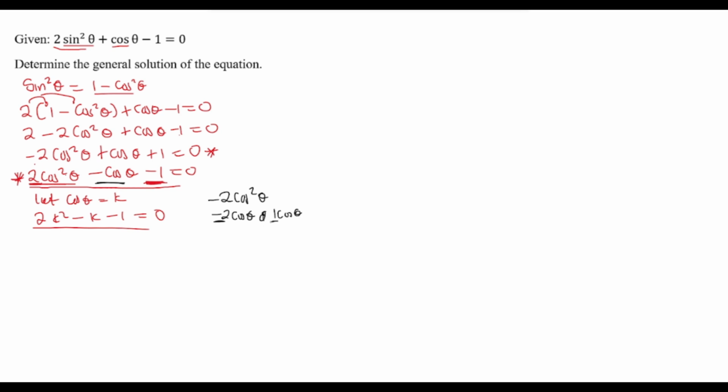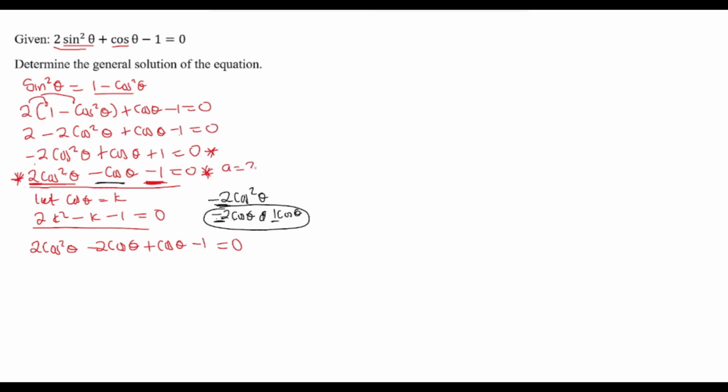Just check negative 2 and 1. Negative 2 times 1 gives us negative 2. Negative 2 cos theta plus 1 cos theta will give us negative 1 cos theta. So this is what we're going to use. It becomes 2 cos squared theta, then minus 2 cos theta, then plus cos theta minus 1 is equal to 0. But like I said, you can use the quadratic formula here. Just use the quadratic formula if it's going to be faster.